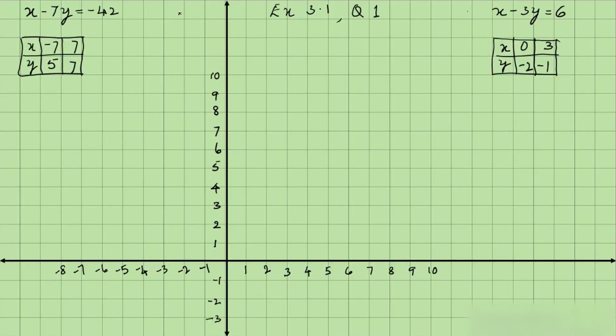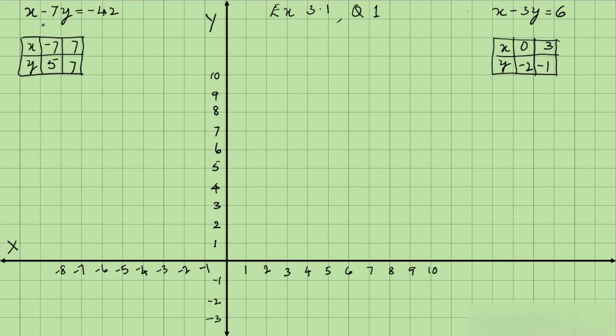Now we are going to draw the straight lines on a graph sheet for question 1 of exercise 3.1. Now you can see this is a graph sheet with the y-axis, which is the vertical line, and the x-axis, which is the horizontal line. And here is one equation, x minus 7y equals minus 42, and its coordinates. And on this side you can see another equation, x minus 3y equals 6, with its own coordinates. Now the next job is to plot the points.